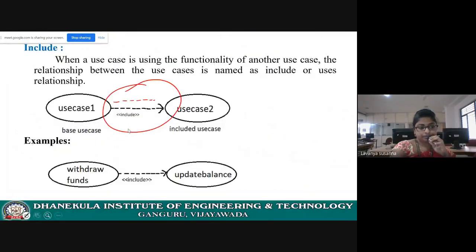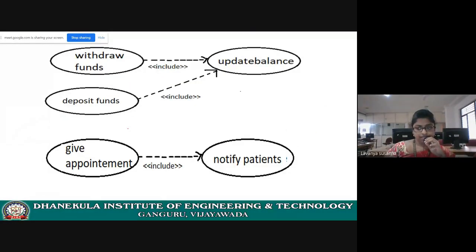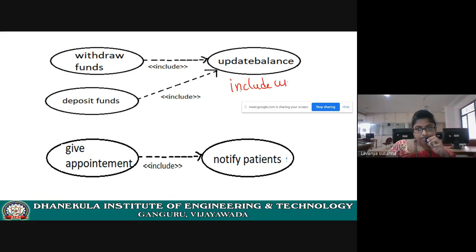Next, see here another example. What you need to remember is that this include use case may be used by other use cases also, not only one use case. This include use case is called a common use case, common functionality. It can be used by different other use cases also, not only one use case. See the example, you will understand.